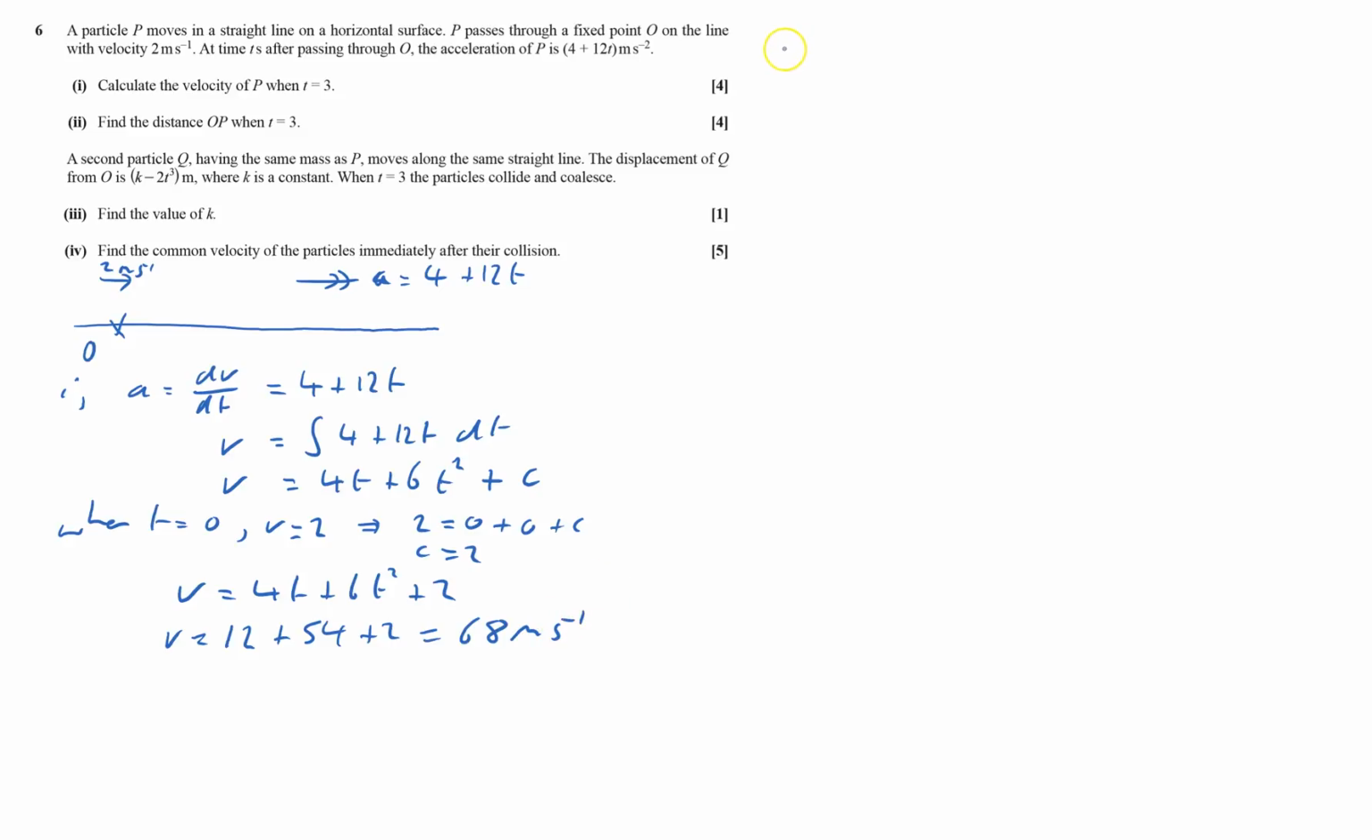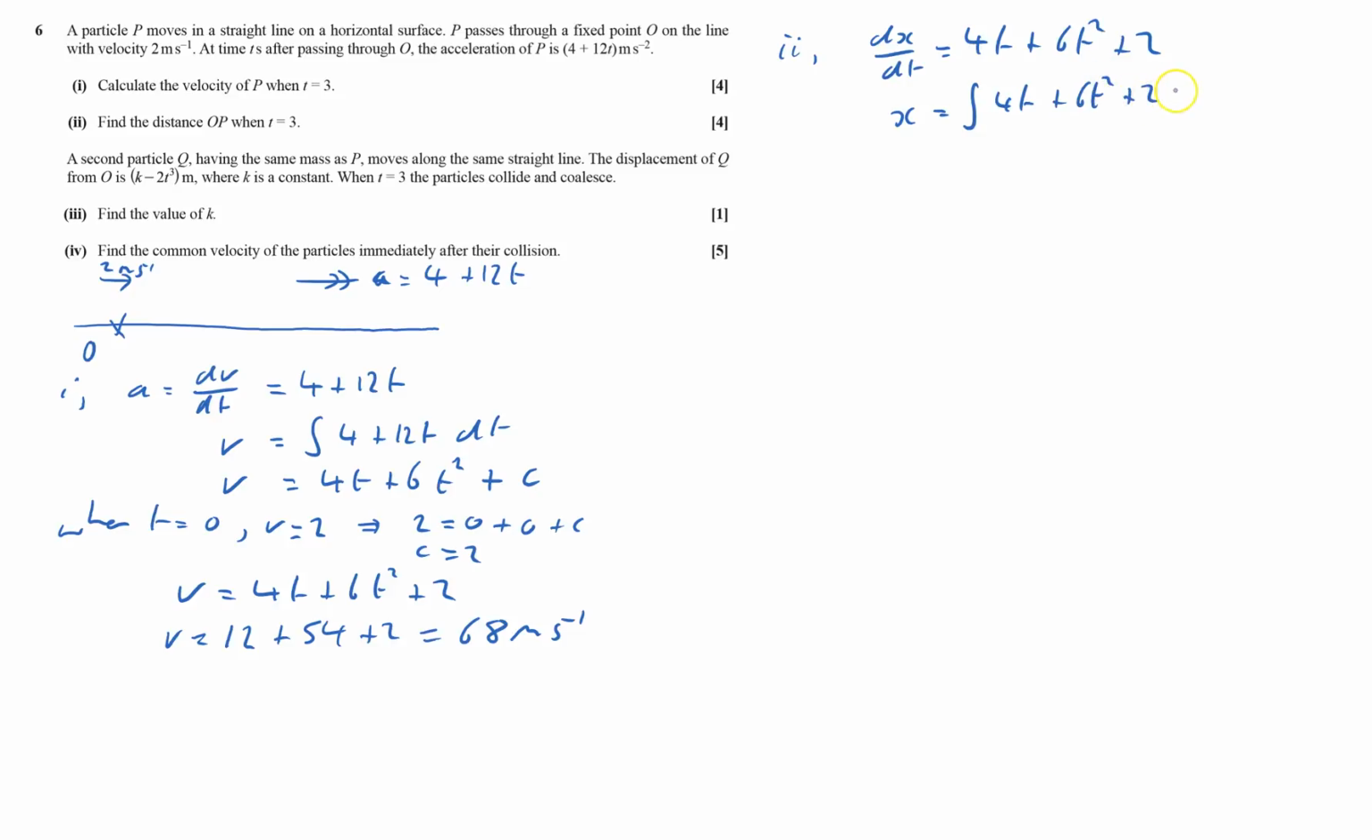Part 2 I'll do up here. Find the distance when t equals 3. So now I'm going to have to do the same thing again. I know that v equals this, but v is dx by dt. So dx by dt equals 4t plus 6t squared plus 2. I'm going to have to integrate this, so x will equal the integral of that expression.